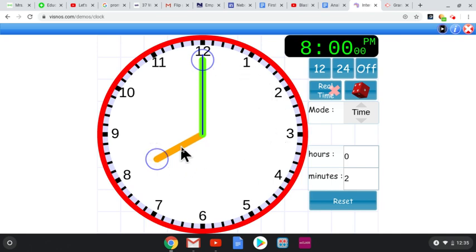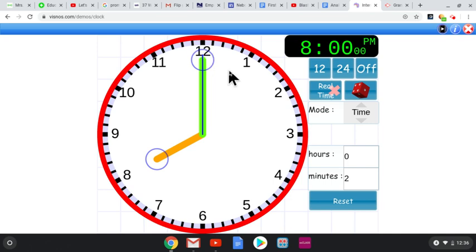The short hand is what we call the hour hand. This is because it tells us what hour it is. So right now it's pointing at the 8, so it's 8 o'clock. The long hand is called the minute hand, and this is because it tells us what minute of the hour it is. So these big numbers tell us the hour.